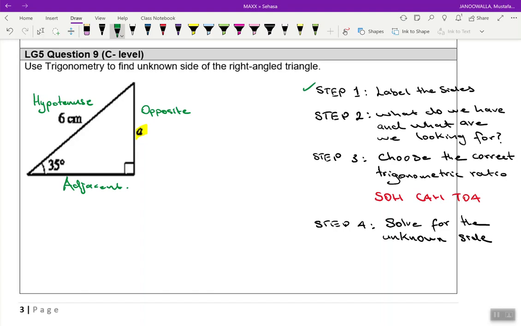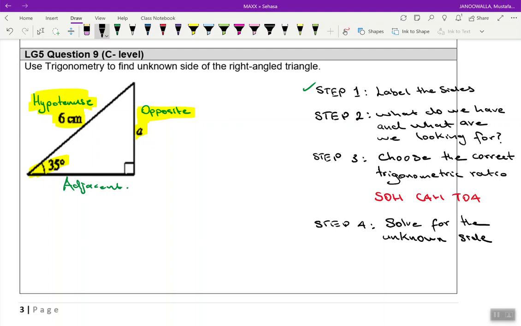Okay, so step 1 done. Then step 2, what do we have and what are we looking for? We will always have 2 things that we know, the angle in this case and the hypotenuse, and we are looking for the opposite side. The adjacent in this case is not relevant.